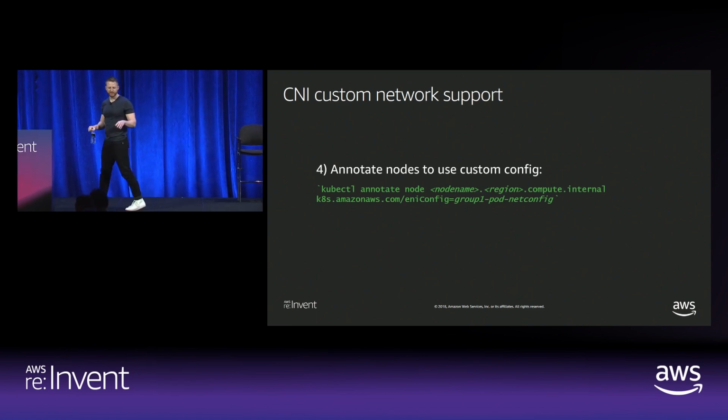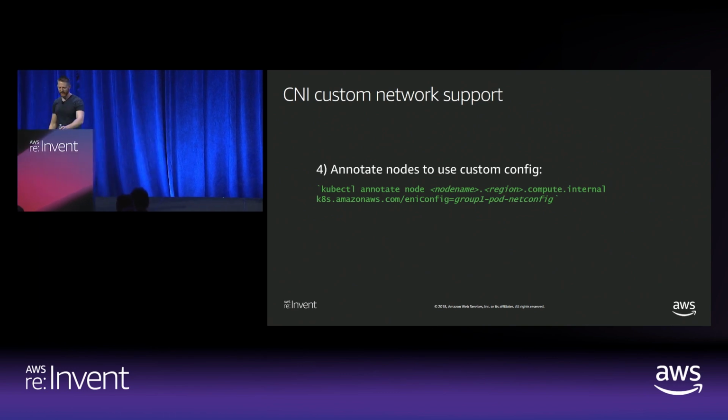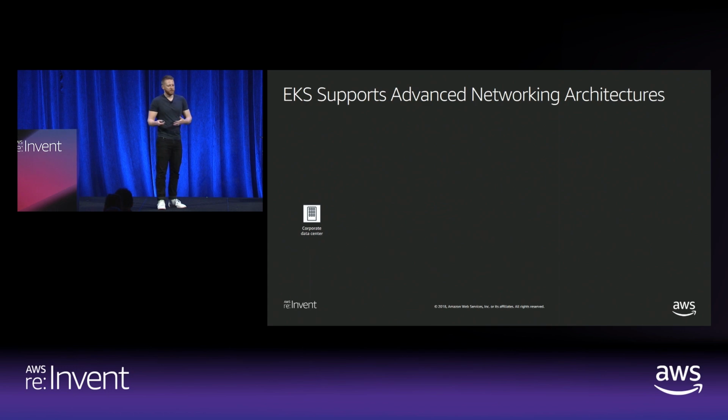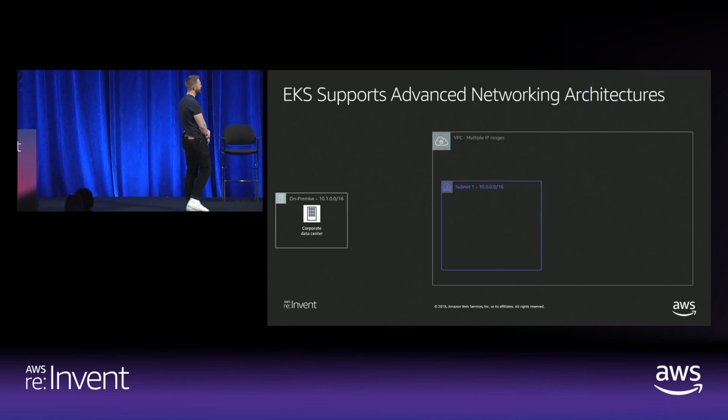But once this happens, then you have the ability to support much more advanced networking configurations. And I've dropped a couple of slides from this because we had some really in-depth discussions on CNI using source natting and everything like that. I'm going to move on from that stuff and instead just talk about how this helps you support advanced networking architectures with EKS. So in this case, you might have a corporate data center, many of us do, and that has a 10.x IP range.